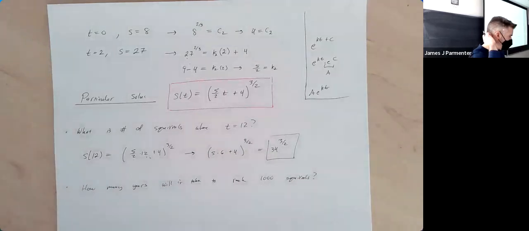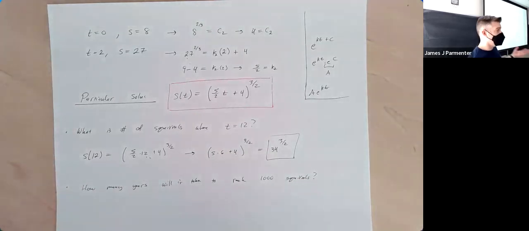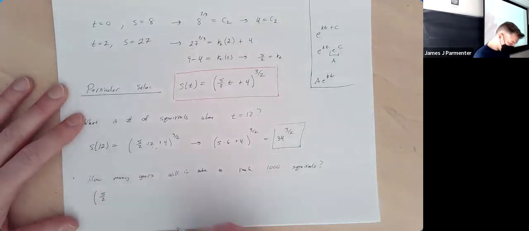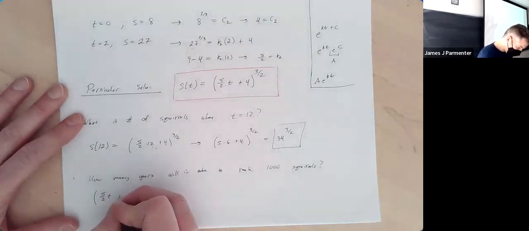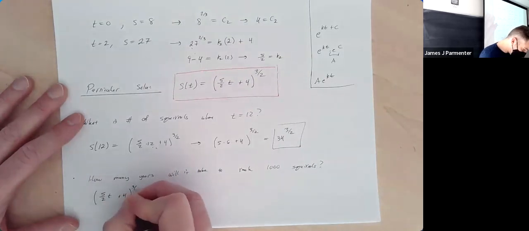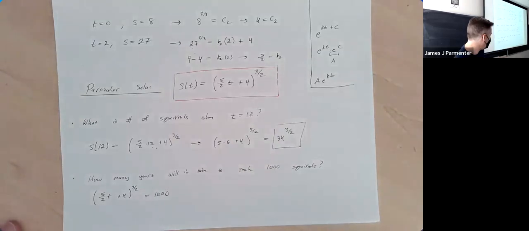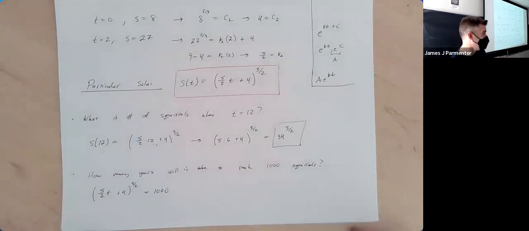Assuming this model of growth is correct, then we would just set the whole thing equal to 1,000 and solve for t. So I'd have 5 halves... Oh, I picked a good number. I think I picked a good number. Well, or maybe I didn't. I picked a number that's going to require us to simplify, in my opinion.